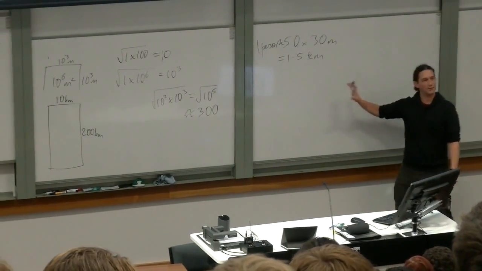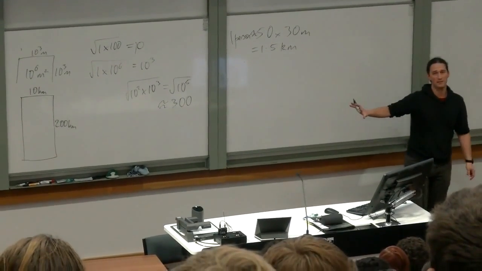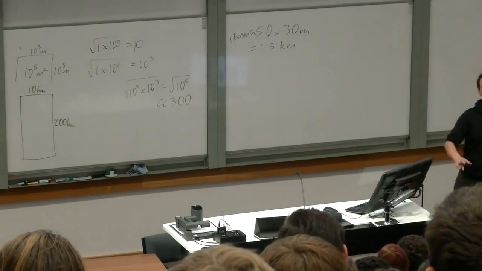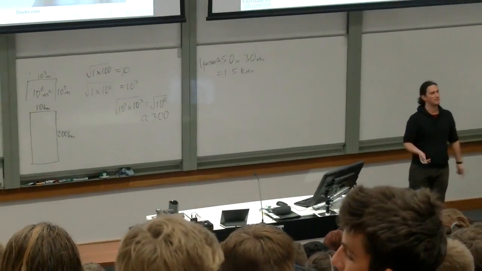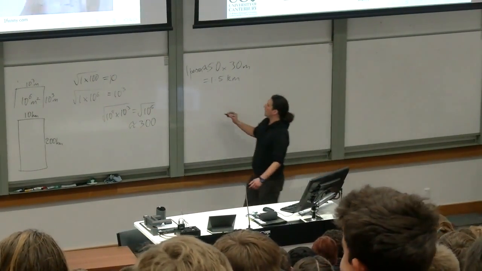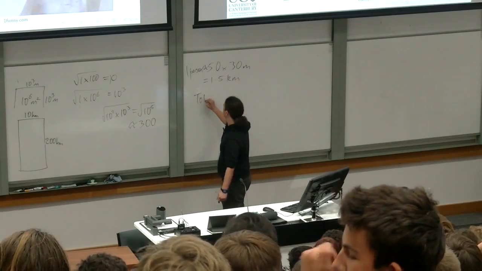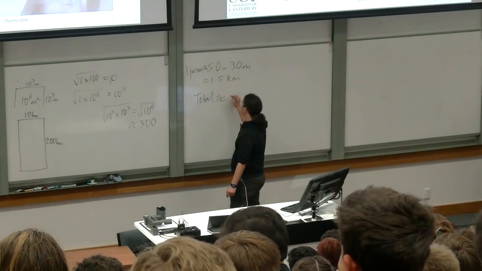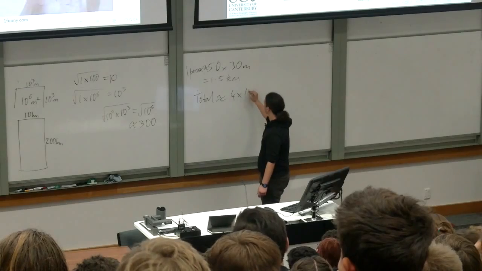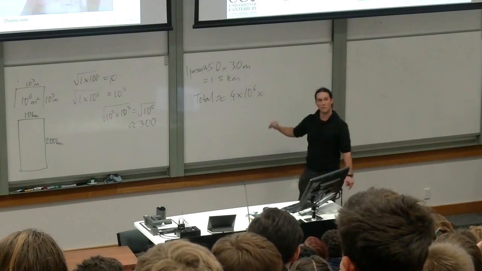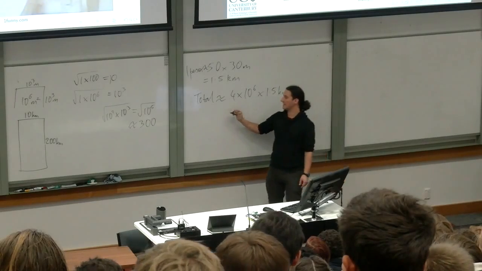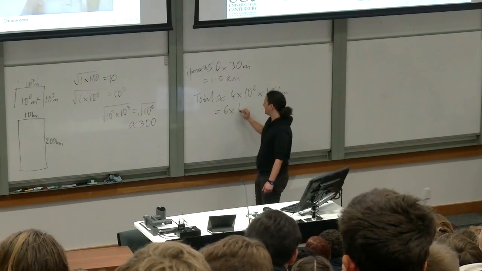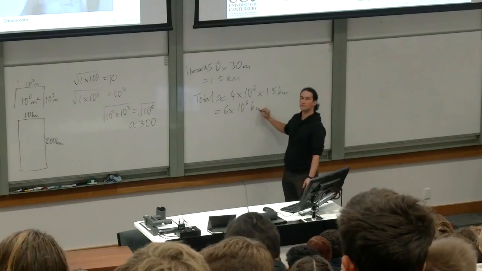Okay, 1.5 kilometers, great. How many people are there in New Zealand? 4 million, roughly. I know it's 4.5. Again, we're estimating. I can call it 4. There's a lot of babies involved. They don't use much toilet paper. So I'll say the total is roughly 4 million times 1.5 kilometers. That's 6 million kilometers.